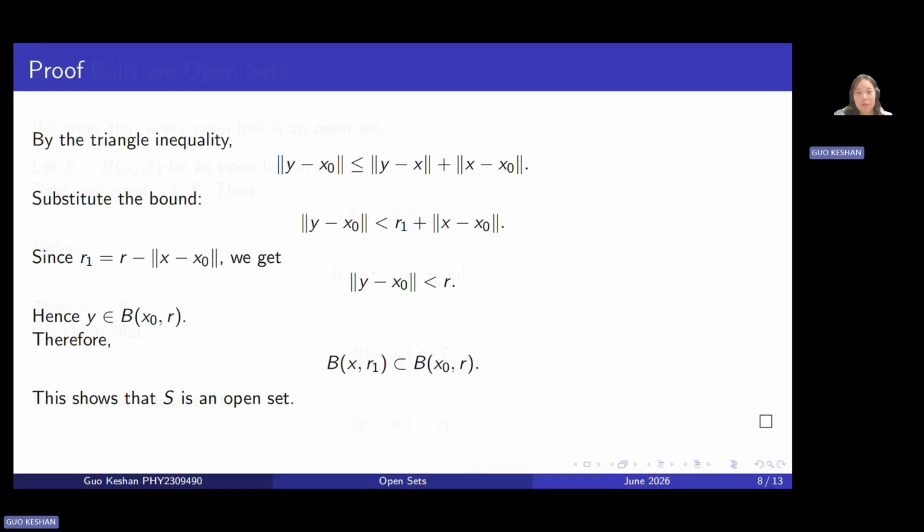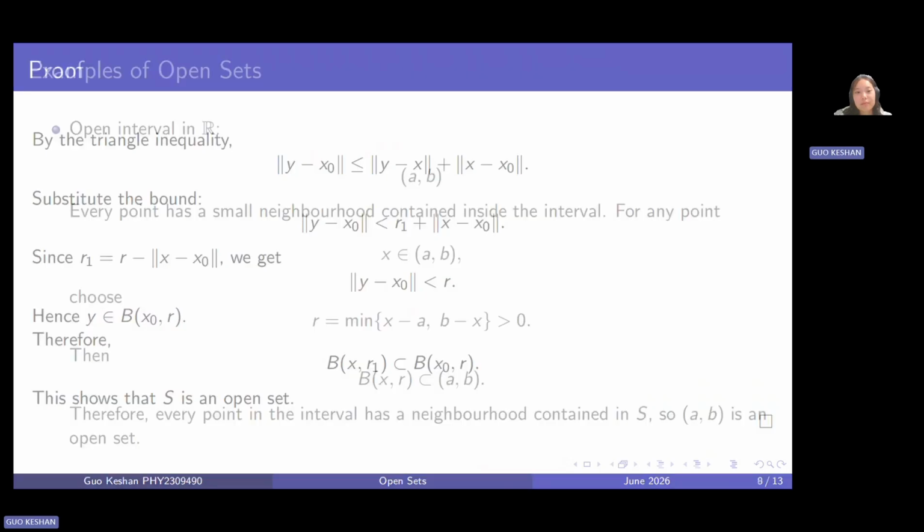Now let y be any point inside the smaller ball. Using the triangle inequality, we obtain an upper bound for the distance between y and the original center x0. After substituting the definition of r1, we find that this distance is still smaller than the original radius. Therefore, y also belongs to the original open ball. Since every point in the smaller ball remains inside the original ball, we conclude that the smaller ball is contained in the original ball. This proves that every open ball satisfies the definition of an open set.